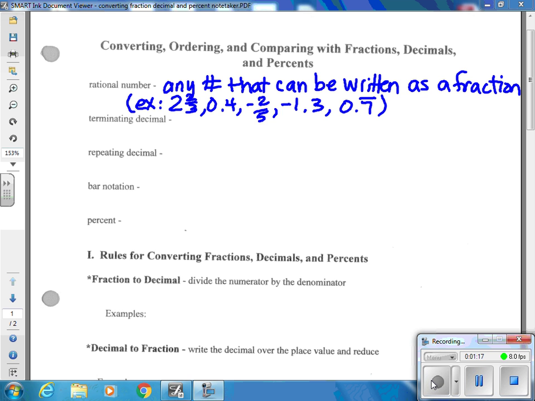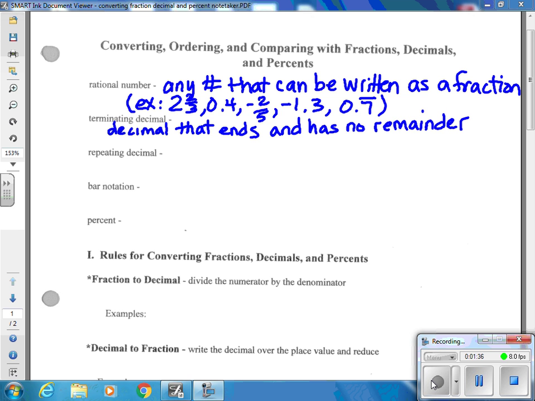Right, so the next vocabulary word we want to look at is called a terminating decimal. And this is a decimal that ends. When something terminates, it stops. So it's a decimal that ends and has no remainder. So if you were to divide it, there would be nothing left over.